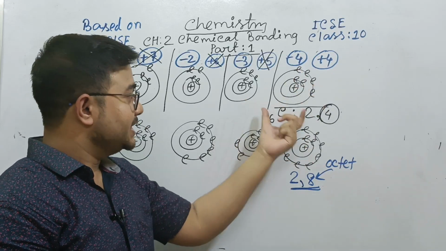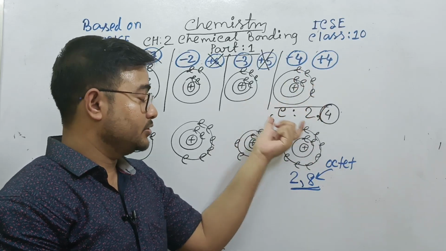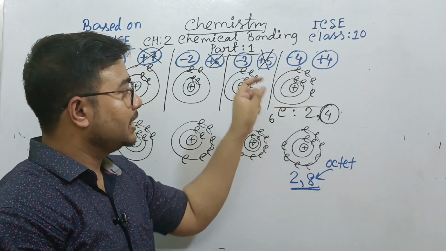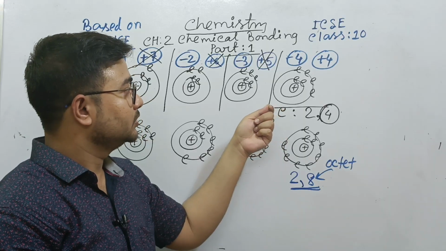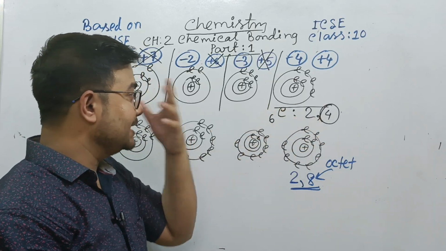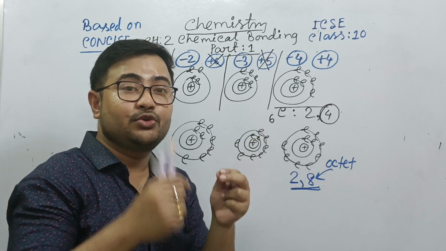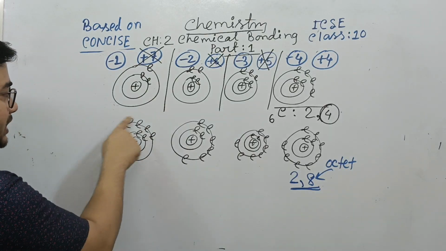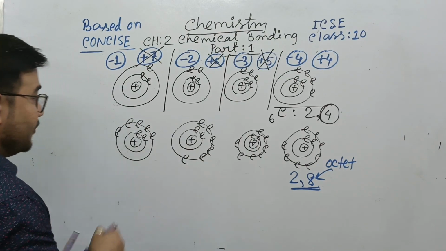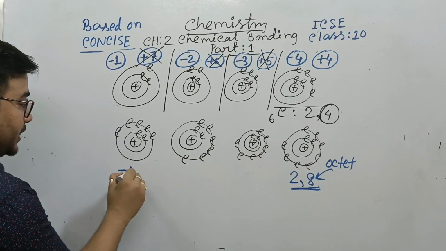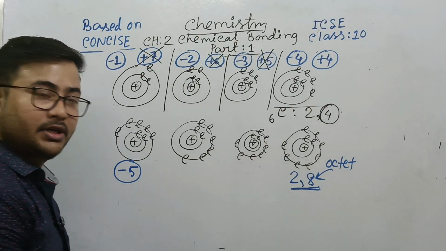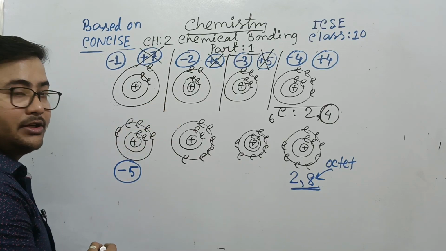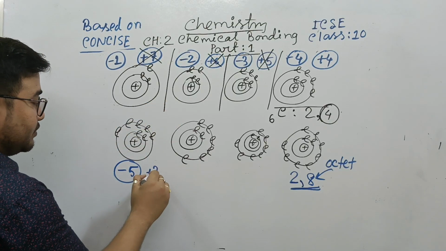So that's why generally this type of element, whose last shell contains 4 electrons, generally does not participate in electrovalent or ionic bonds. Okay, now come here. The outermost shell contains how many electrons? 5. So if it loses 5 electrons, then 2 will open. Now if instead of donating these 5 electrons, it accepts 3, then what will happen?